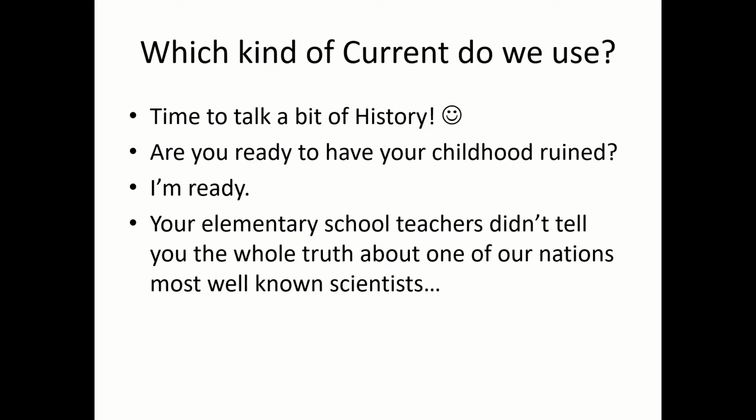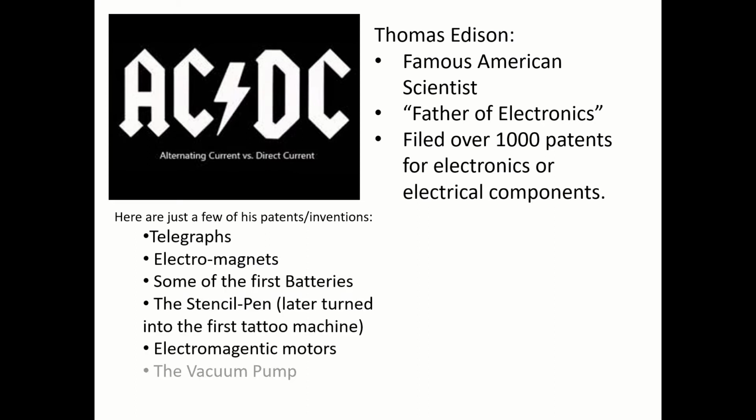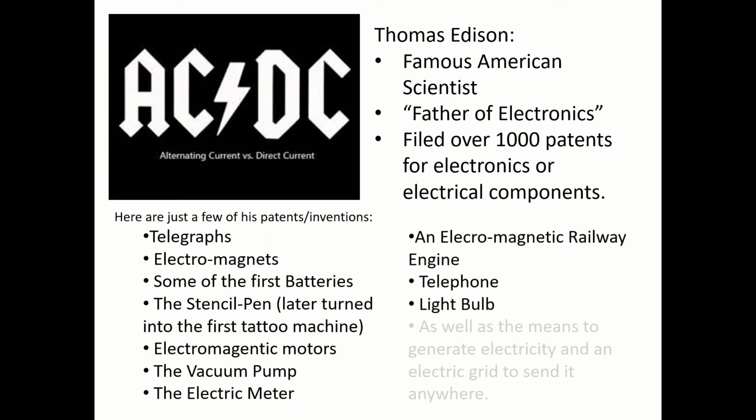This is one of my favorite drama-filled bits of history in terms of scientists, and it's Edison and Tesla and the fight between them. Edison was primarily known as the father of modern electronics, because he filed patents for over 1,000 different electrical components. Now, I know he didn't invent the telephone or the telegraph, right? That was, what was his name, Bell? But the components that were used to build those first telephones were definitely things that Edison held a patent for.